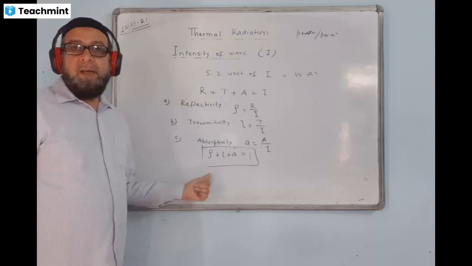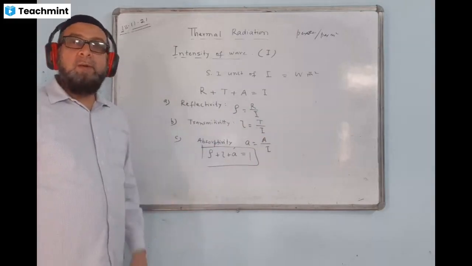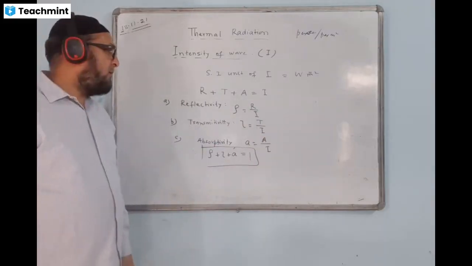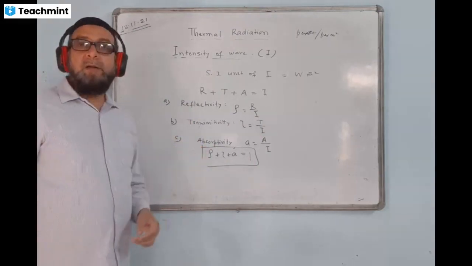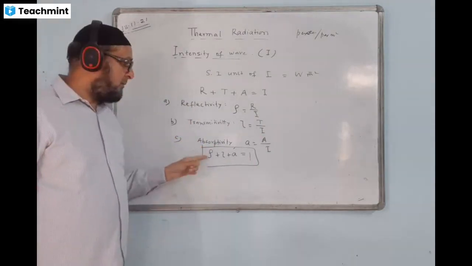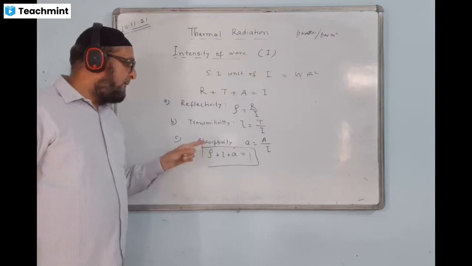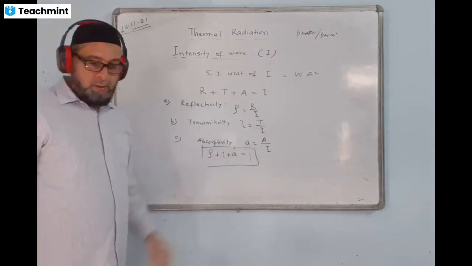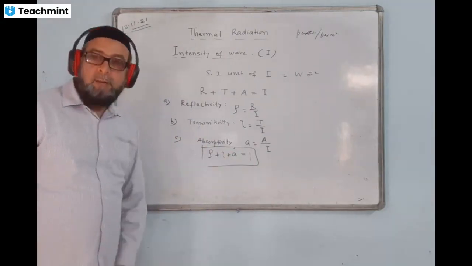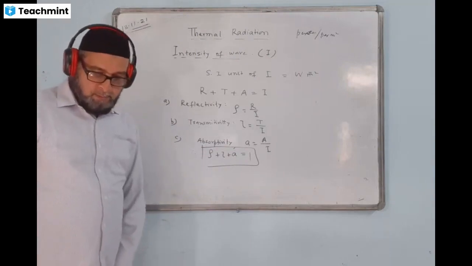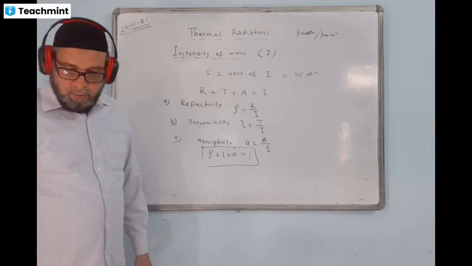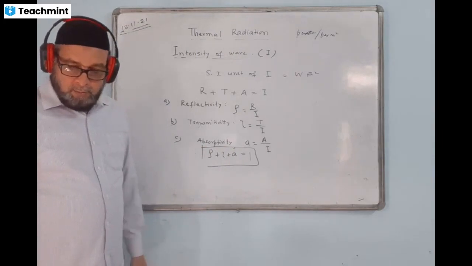So this relation may be an important one. The question may come on that: how are the reflectivity, transmittivity and absorptivity related to one another? So you write this equation: rho plus tau plus a equal to 1. Okay? Understood? Yes, sir. All right.